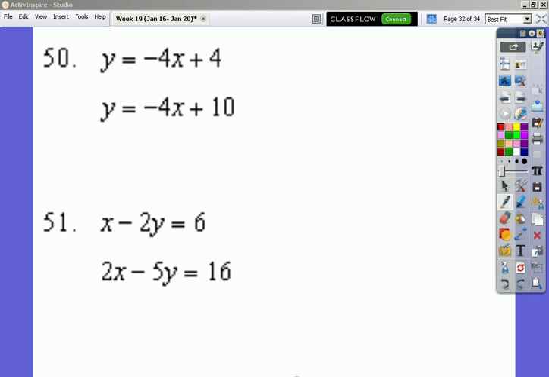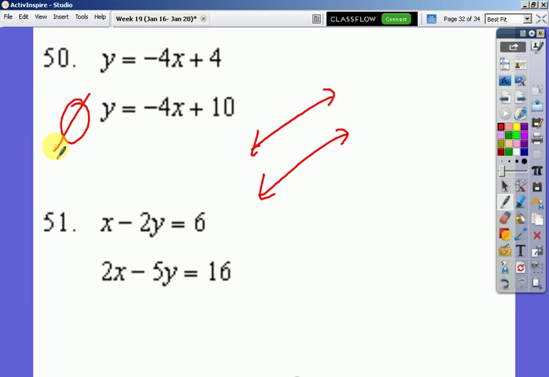What's the answer to number 50? No solution. Why? Because they're both the same. Yeah, the same slope. Right. If they have the same slope, then they're never going to intersect, which means they're never going to have a solution. So this is no solution.